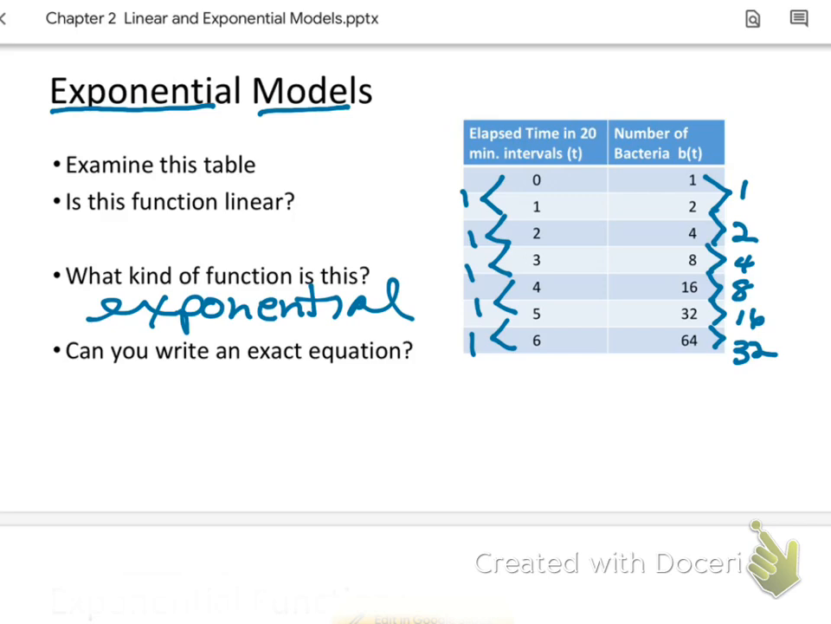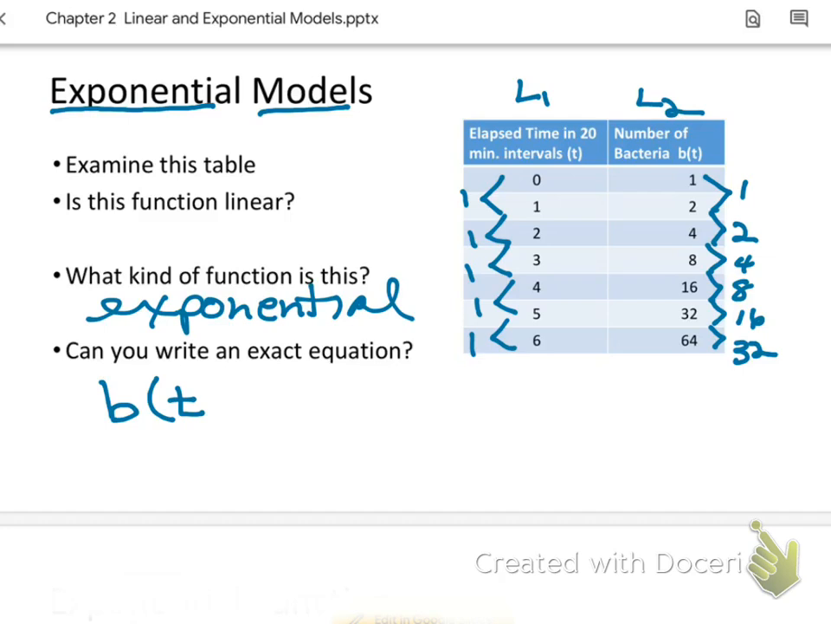Now, we have some options. We can put this in our L1 and L2. So this would be your L1 and your L2, and you can get a formula for this. But if you look at it, you can kind of figure it out. So this is what I would write for my exact formula.